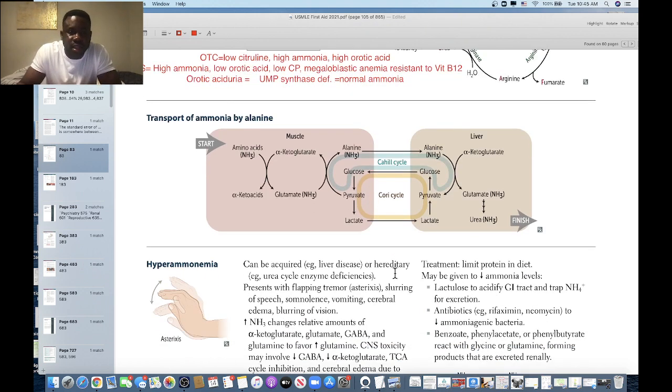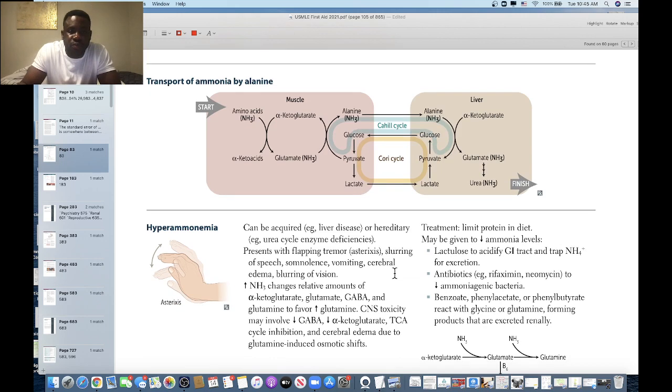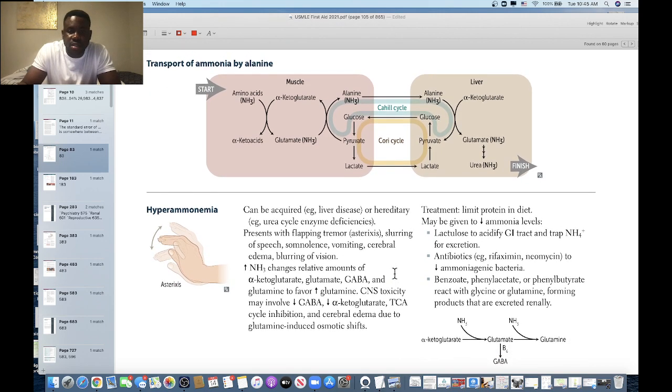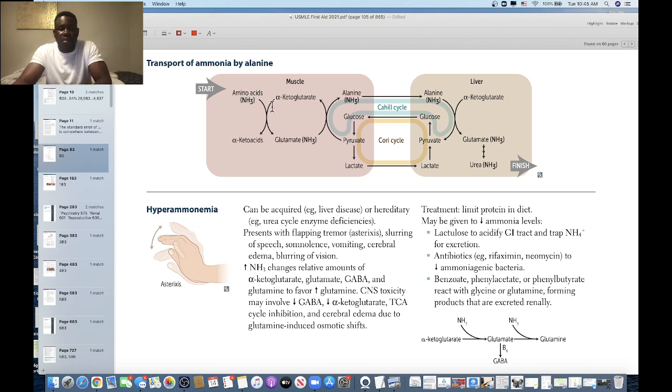The next page says transport of ammonia by alanine. Here we can see it starts from here and it finishes here. Amino acids here, this occurring in the muscles, this occurring in the liver. All they are trying to say is that alanine can transport ammonia. Yes, of course. Alanine is an amino acid, so I'm not surprised it's transferring ammonia, because it has NH2 already, so it just needs one hydrogen to form the ammonia.